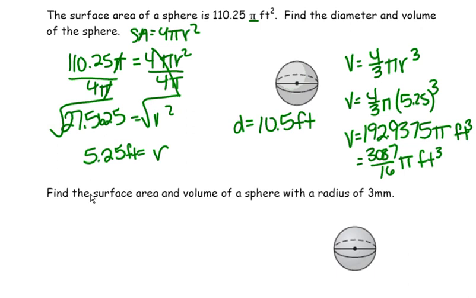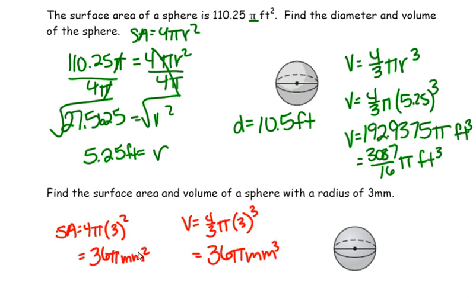All right, I would like you to find the surface area and volume of a sphere with a radius of 3 millimeters and come back and check your answer when you're done. So hit pause now. So for both of them, you should have gotten 36 pi, except for surface area, it should be millimeters squared, and for volume, it should be millimeters cubed.